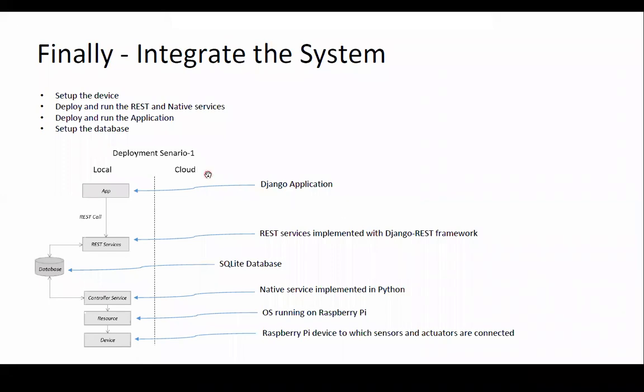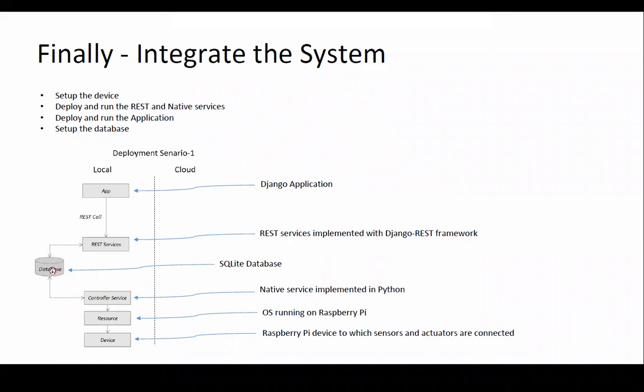Finally, all the systems have been integrated to form the home automation application. Set up the device, deploy and run the REST and native services, deploy and run the application, and at last set up the database. So which device is going to be used? Raspberry Pi device, which will be connected with various sensors and actuators. Then which resources can be used? An operating system is required for Raspberry Pi. Which controller services will be used? Native services implemented in Python.